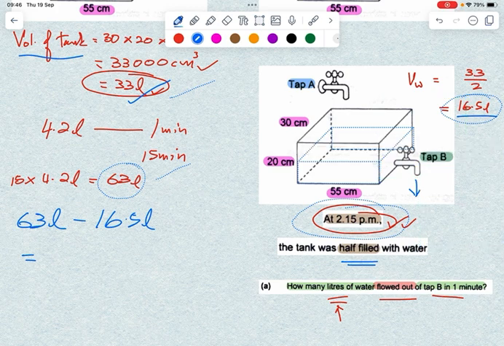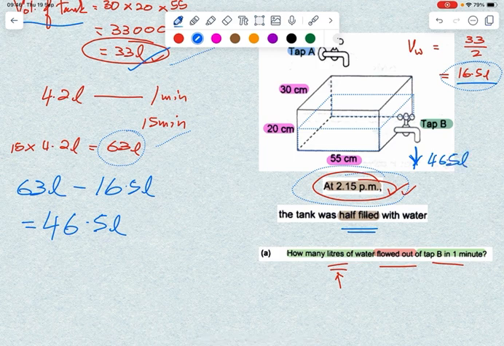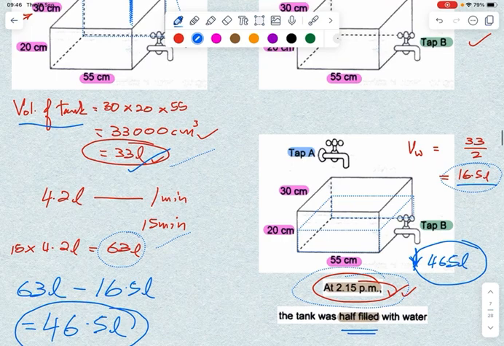Now it means our answer will be 46.5 liters of water that will be flowing out of tap B. And since they want to know the rate, how many liters of water flowed out of it in 1 minute? 46.5 liters flows out within what time? How long does it take?